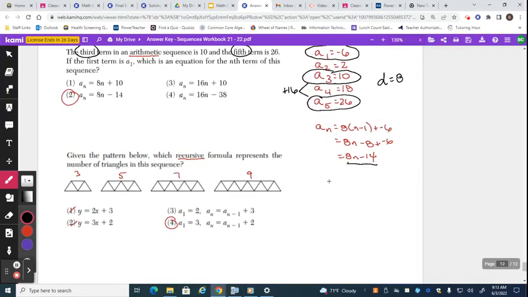All right, and the last one's kind of similar to the other one they showed. We have our triangles. They're looking for a recursive formula. First term is 3, goes up by 2, so choice 4 is the correct answer.